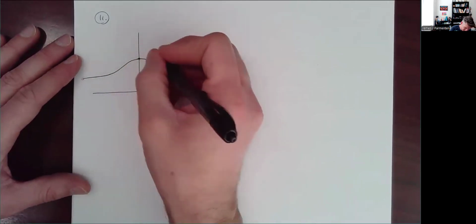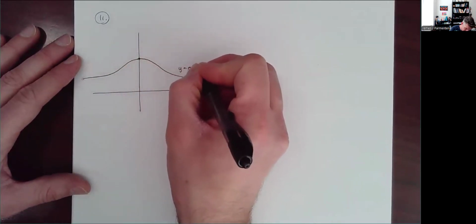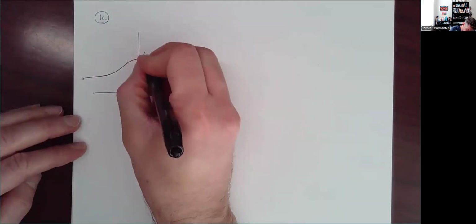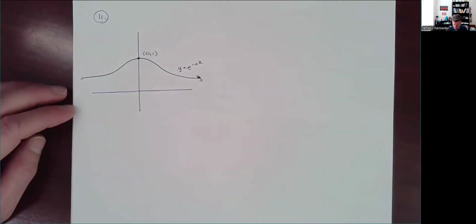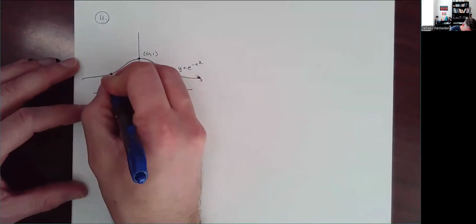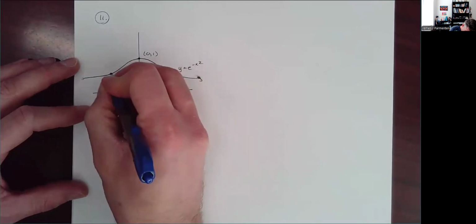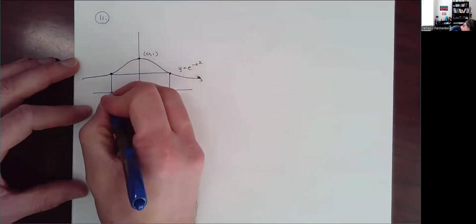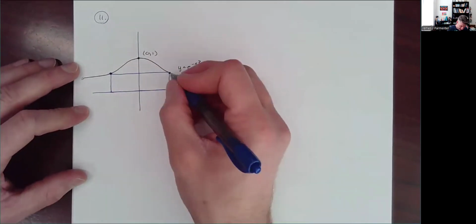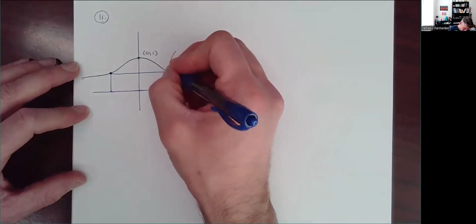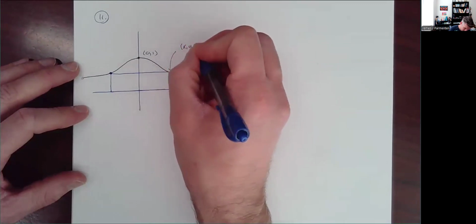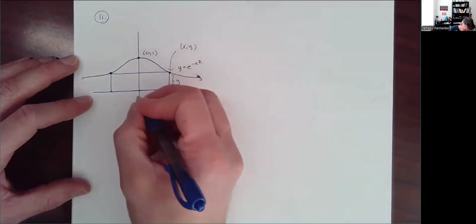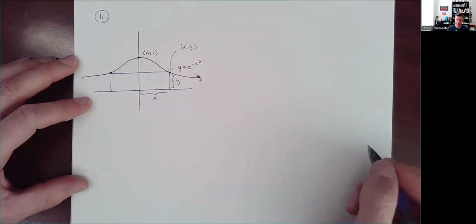Where this would be the point, so this is y equals e to the negative x squared. This would be the point (0, 1). So we're imagining our vertices like here and here, so we've got a rectangle looking like that. If we call this point on the graph (x, y), then the height of our rectangle is y, and the base of our rectangle is twice x.